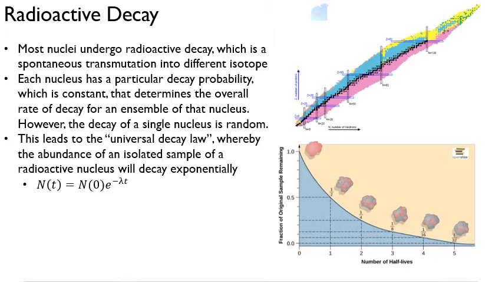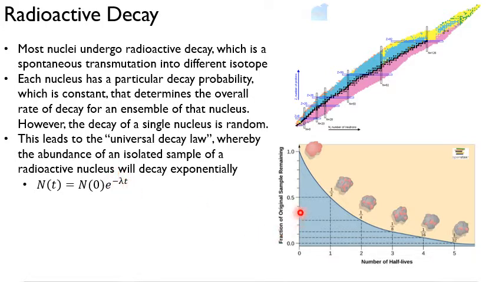And this leads to the universal decay law. So it turns out when you state that the decay of a single nucleus is random and that the decay probability is constant, then mathematically this universal decay law pops out of that. What this says is that the amount of a given isotope that I have is equal to the initial amount times some exponential decay. And the decay constant is this thing called lambda.